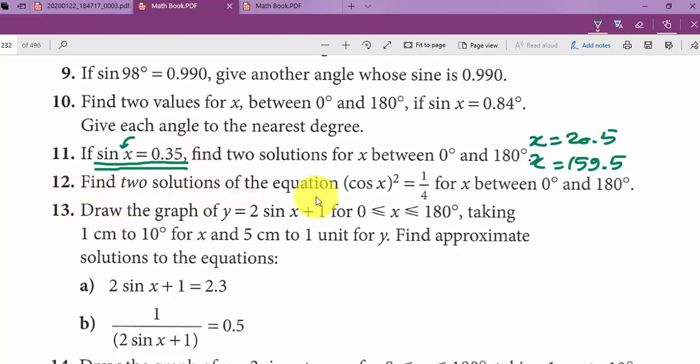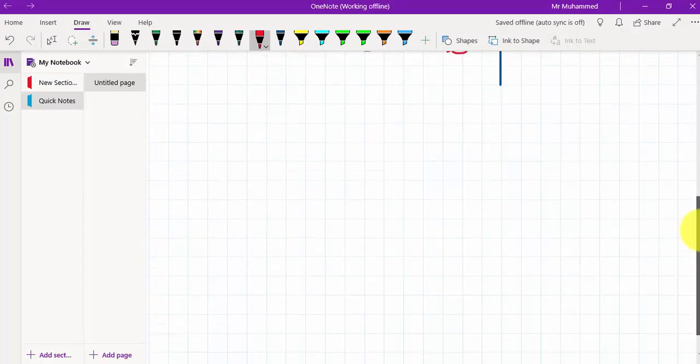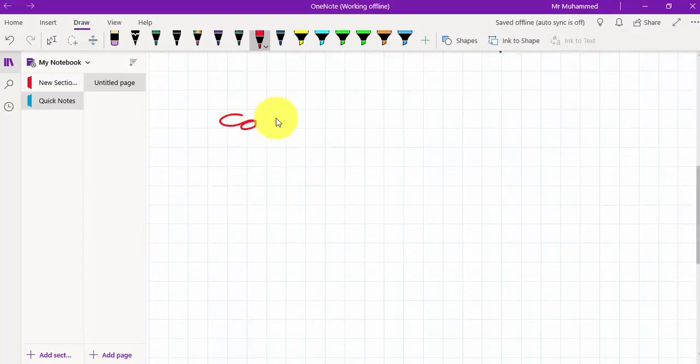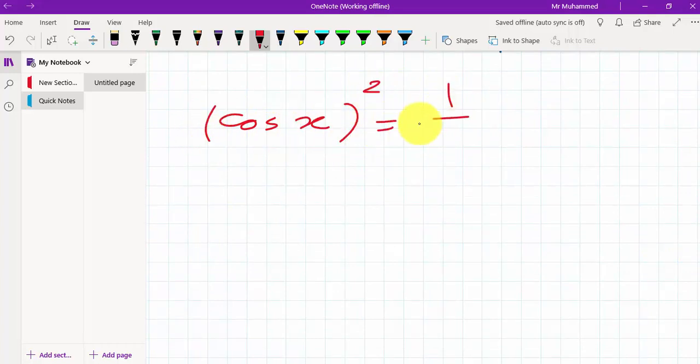Find two solutions of the equation cosine of x to the power 2 is equal to 1/4. This is something we want to solve. It's just like a normal equation. The first thing we do is remove this power 2. The power 2 can be removed by taking the square root of both sides.